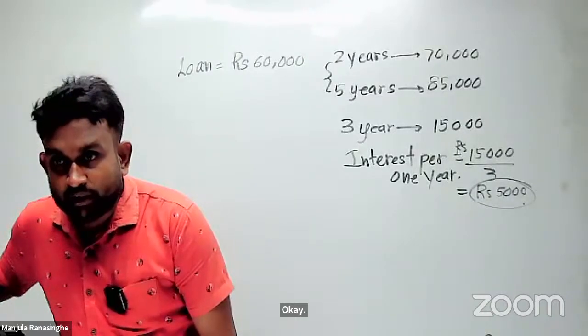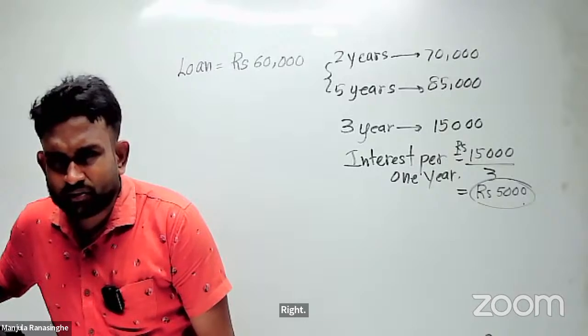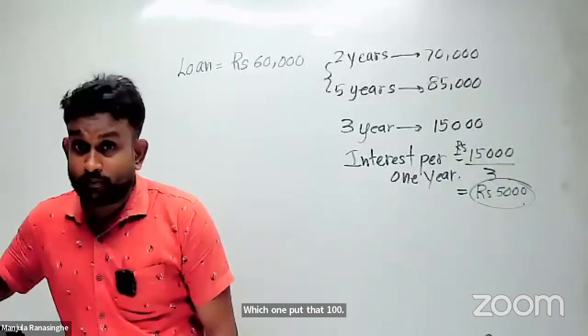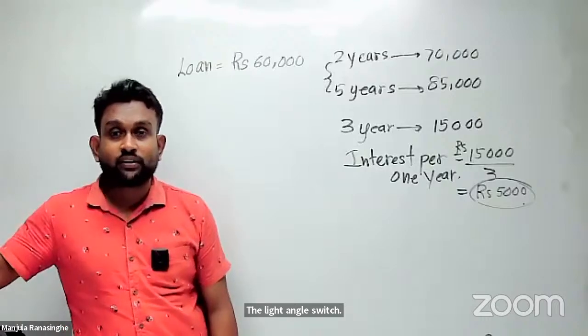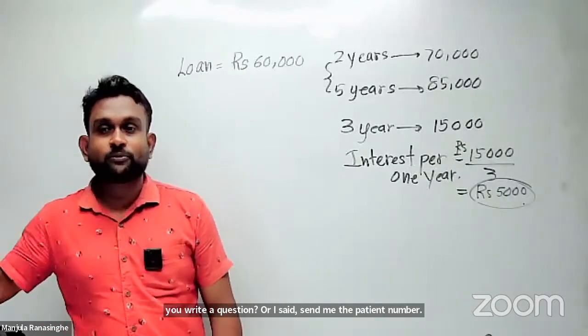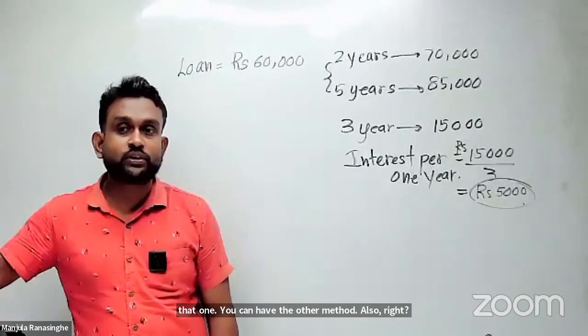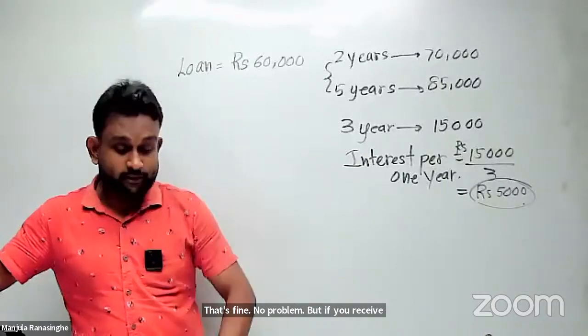Which one put 100, because of the right angles. Which question? Can you write the question? Right, send me the question number. Okay, that one you can have the other method also, right? That's fine, no problem. But if you receive the answer in geometry, that is fine.